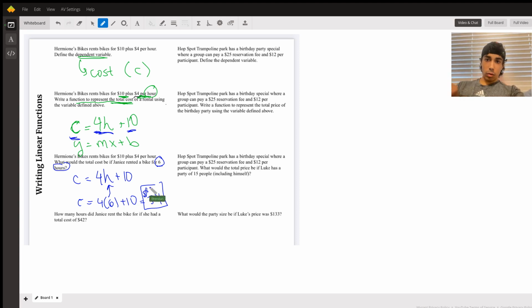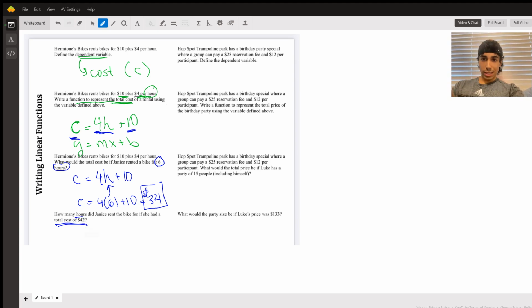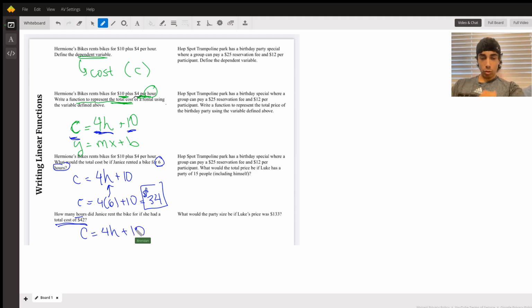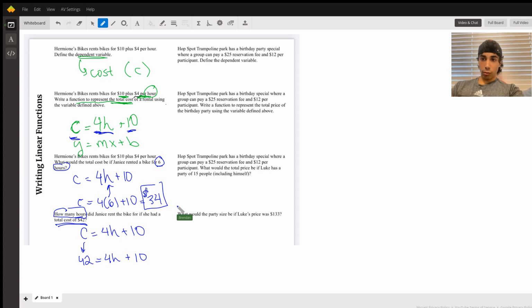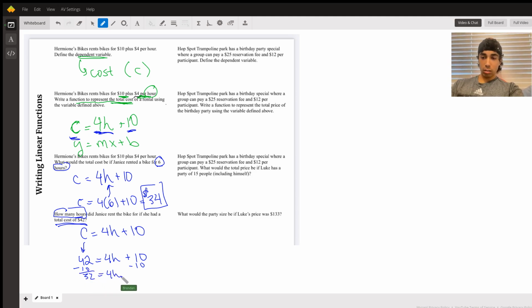Okay, and then now, if the total cost is 42, how many hours? So now we know what C is, and we are going to solve for h. Again, we're using that equation that we built, and we know that the total cost is 42, and we want to find h. We want to know how many hours. All right, so let's solve for h. We'll subtract 10 on both sides. And then we'll get 32 equals 4h, and then we'll divide by 4, and we will get 8 equals the number of hours.